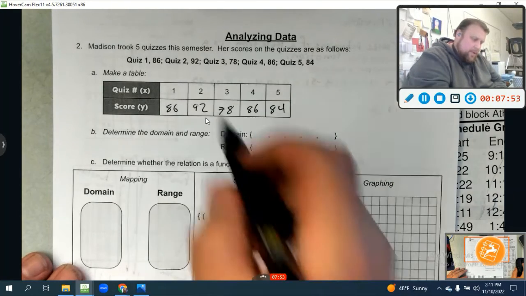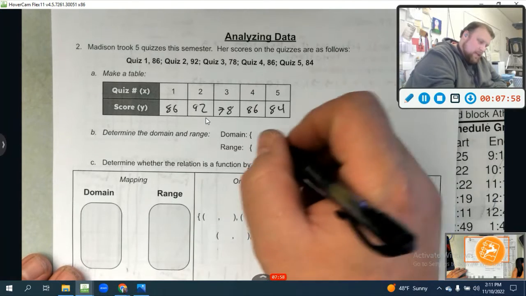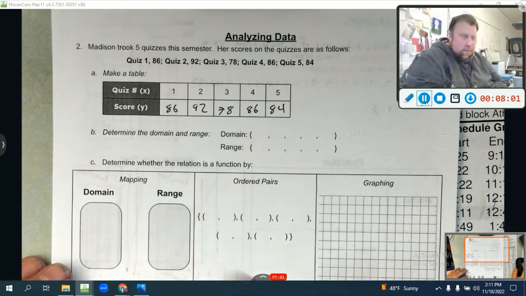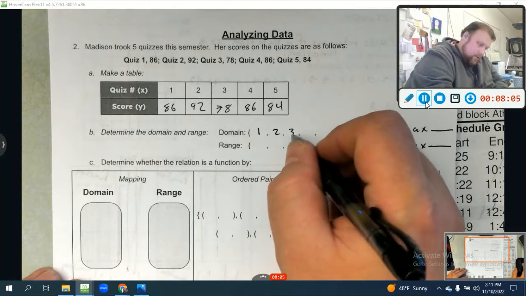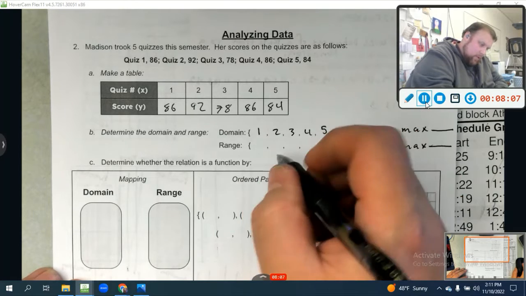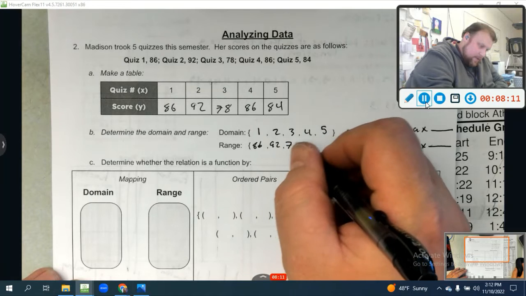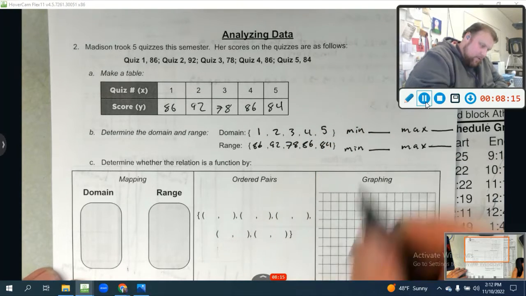Determine the domain and range. Well, let's just write it down. We know domain is X, right? So if domain is X, we're going to go ahead and just write it down. 1, 2, 3, 4, and 5. And look at our range. Just write it down. 86, 92, 78, 86, and 84.